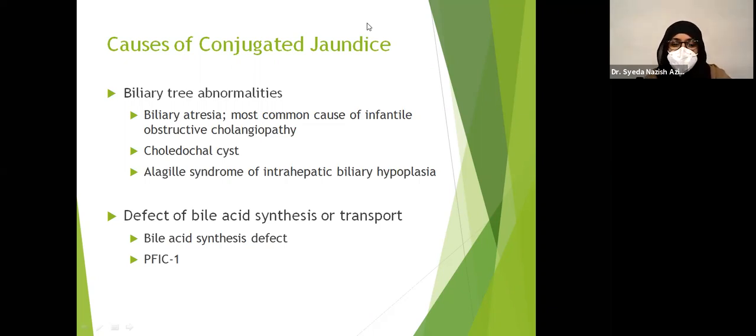Another abnormality that we may see is a syndrome called Alagille syndrome, where there is paucity of biliary tracts within the hepatic system, and it is associated with particular facial features and other anomalies that can give rise to direct jaundice. Very rarely, defects of bile acid synthesis or transport, like what we see in progressive familial intrahepatic cholestasis, can give conjugated jaundice.